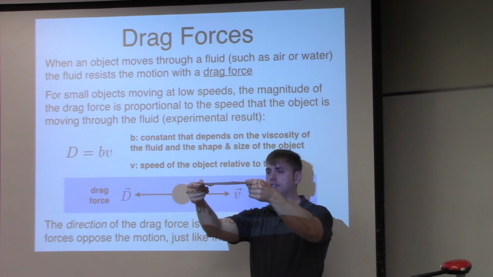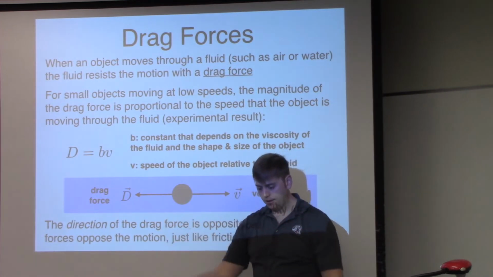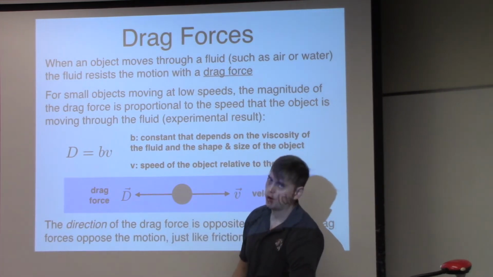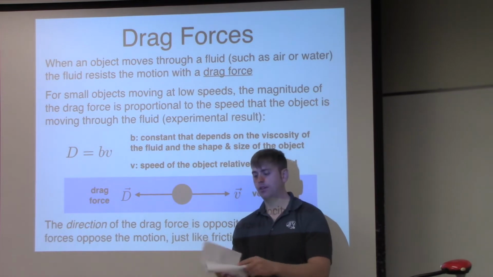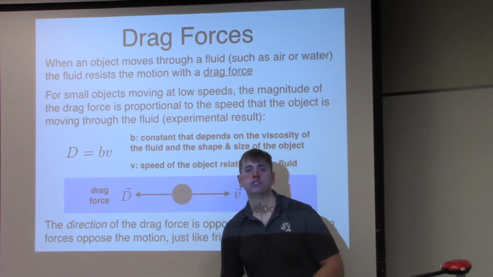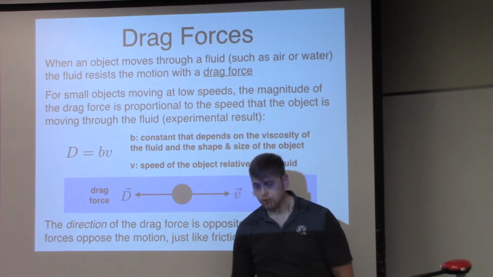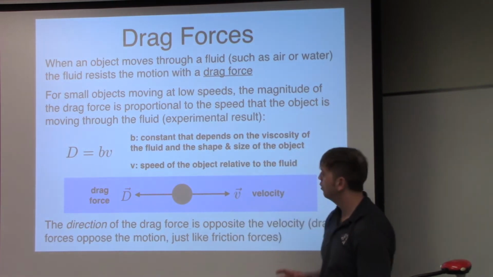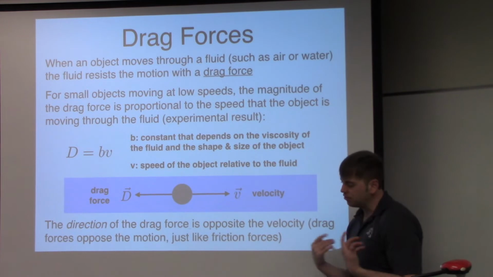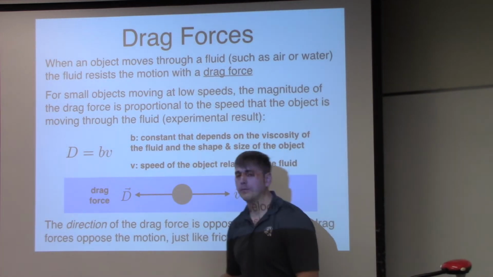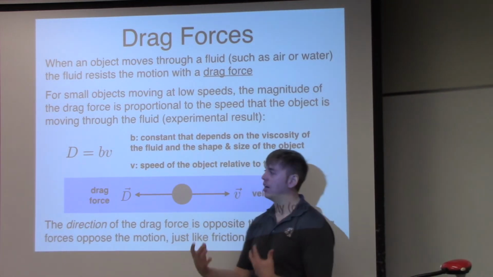piece of paper like this, obviously there's a pretty big drag force acting on it, but if I crumple it up into a ball, same exact mass is there, but it falls much faster. It's much less of a drag force opposing the motion. So that just goes to show that the drag force depends on the shape and size of the object.